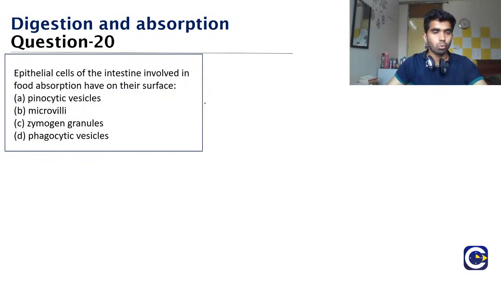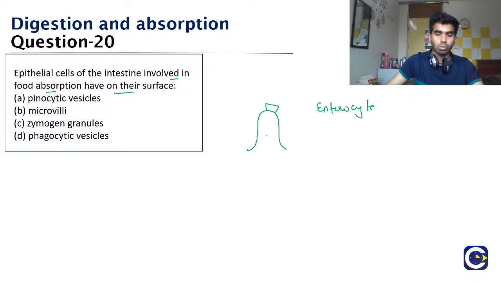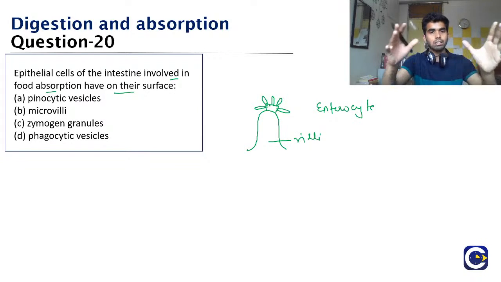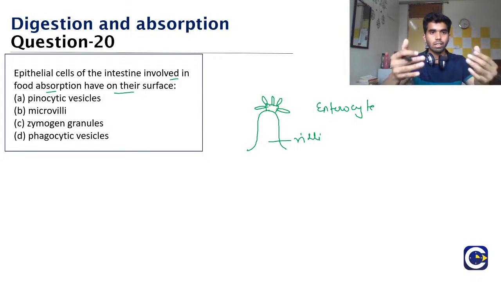Now coming to question number 20. Epithelial cells of the intestine, which are involved in food absorption, have on their surface: so what is present on the surface of these epithelial cells? The epithelial cells of the intestine are known as enterocytes. On the surface of this is the villi. On the villi, the enterocyte is present, and on this enterocyte one specific structure is present that increases the surface area of the small intestine and increases the absorption.